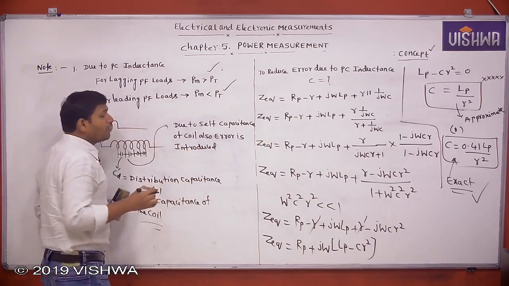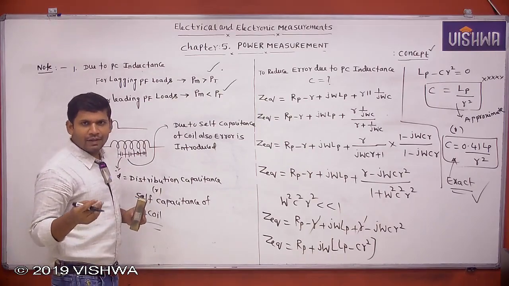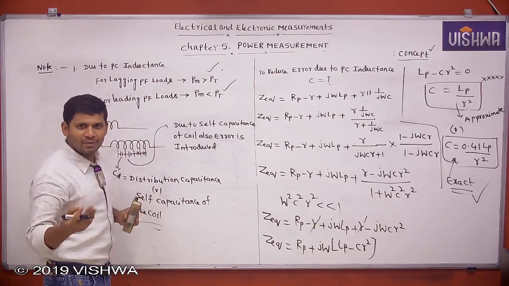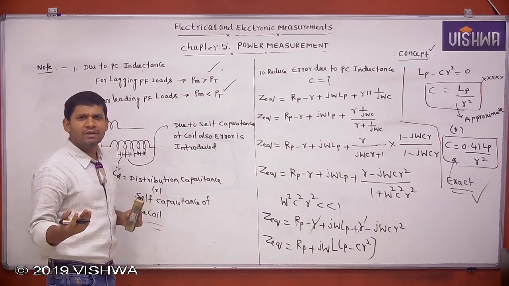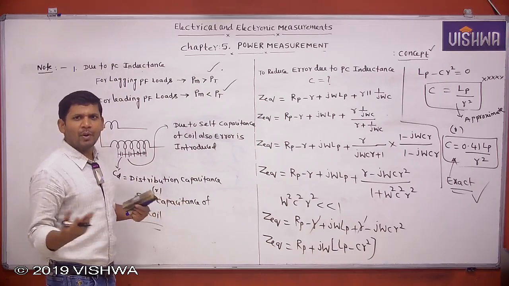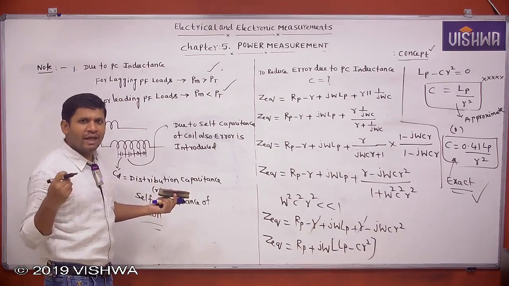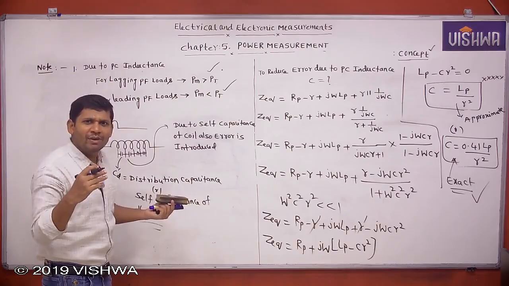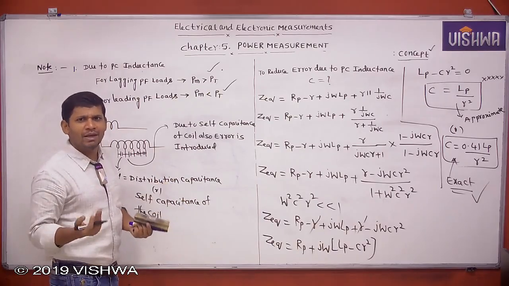Error means the true power is greater than the measured power, or the measured power is greater than the true power. Only then is there error. If measured power equals true power, error is 0. But here error is there, which means whatever power we are measuring may be greater or less than the true power.